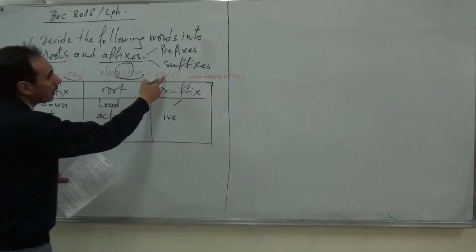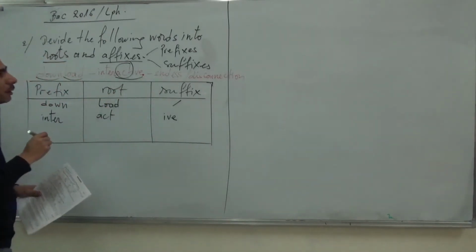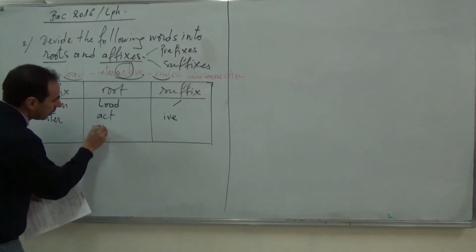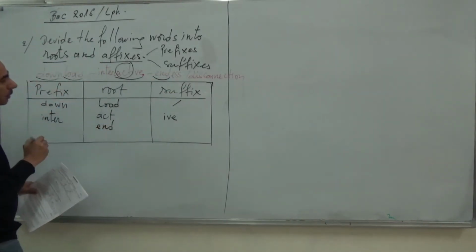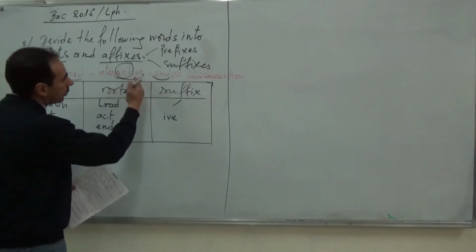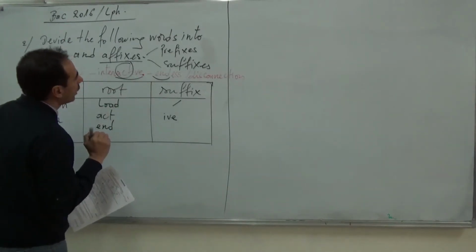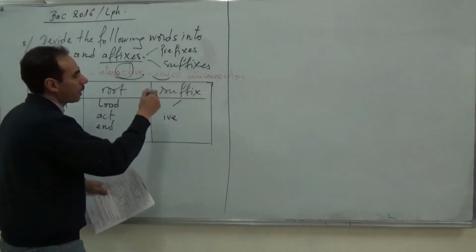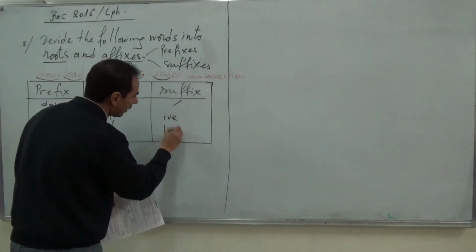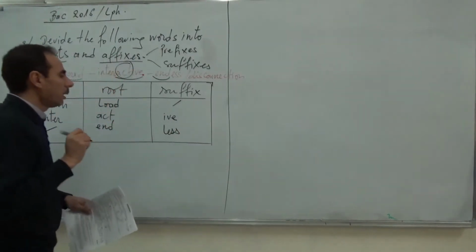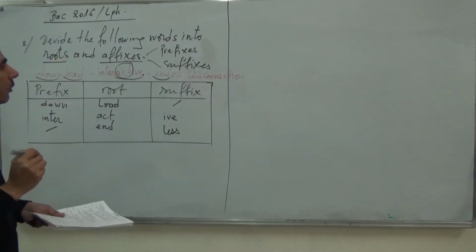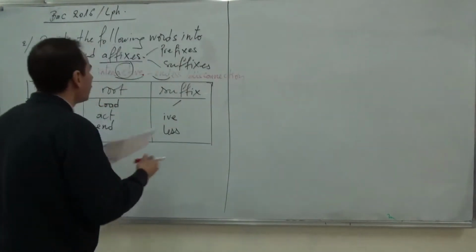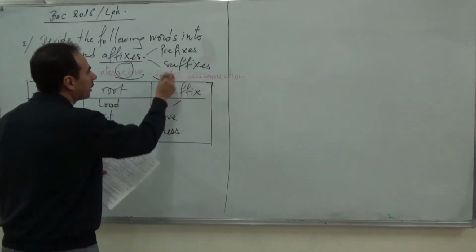The third word, endless, has the verb to end. We put it as a root. Before the root there is nothing, so we don't have a prefix, but after it we have less, which is a suffix of negation, less.